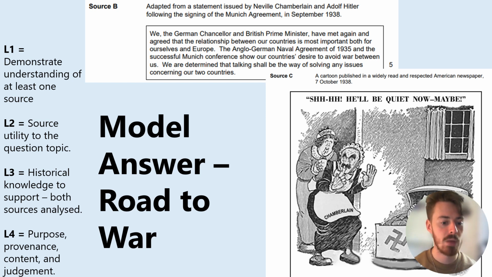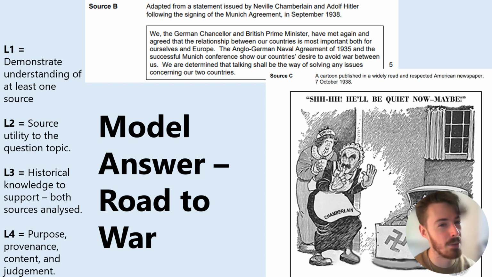Well, the American newspaper definitely gives us a wider range of opinion, right? It gives us loads of people in America who clearly see appeasement as weak, and that's a really useful idea of opinion because it comes from a newspaper that's widely read, like it says in the provenance there. But source B gives us some very specific information about appeasement and how different people are using it. There's a very good way to argue both sides.